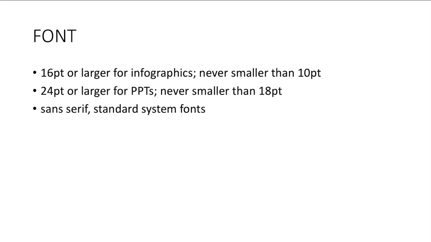Sans serif fonts and standard system fonts are usually your best choices for font accessibility. Within the Microsoft suite and also in Canva and many other programs, Calibri, Helvetica, and Arial are good sans serif options to use. You want to try to limit your presentations and your infographics to no more than 2 font types.